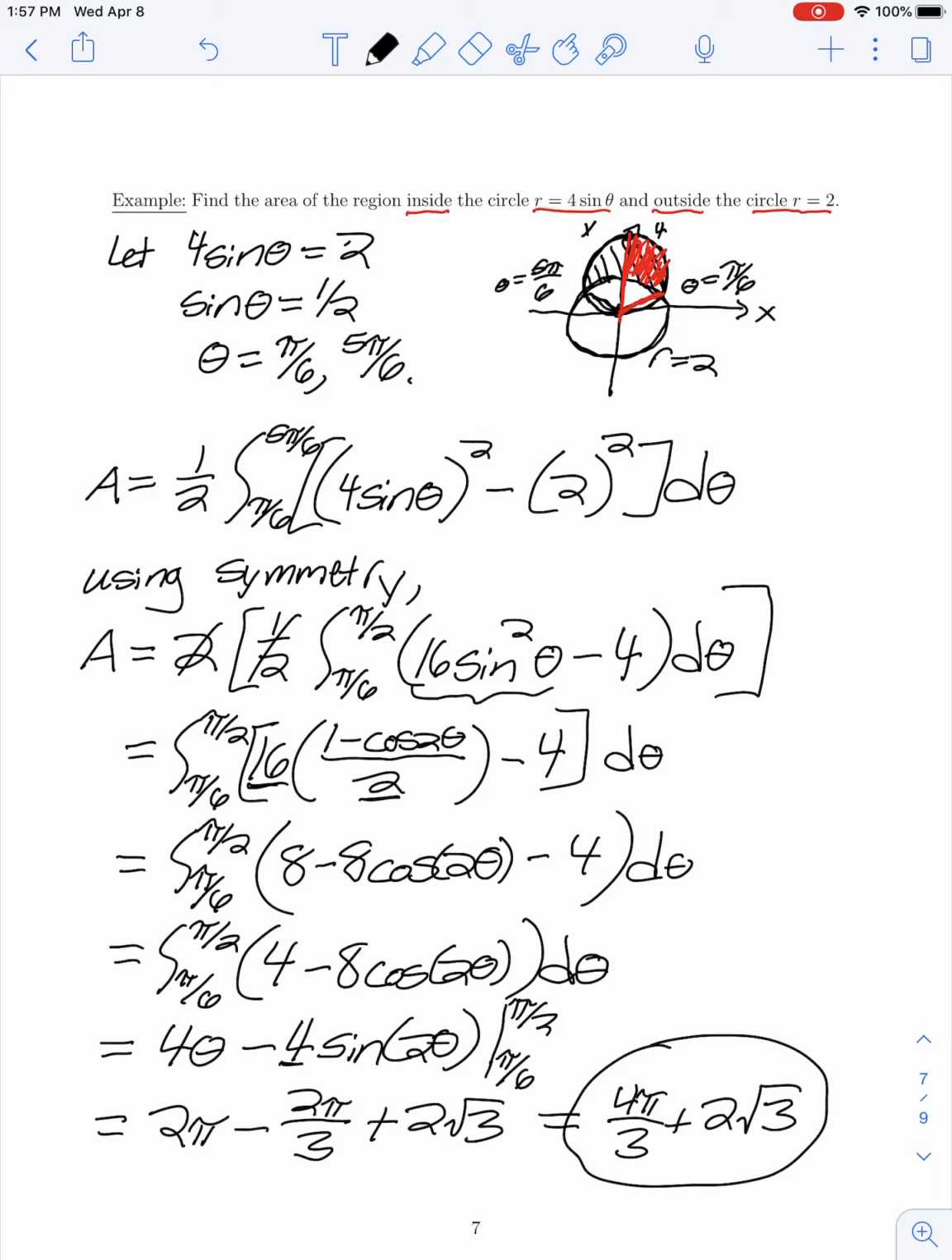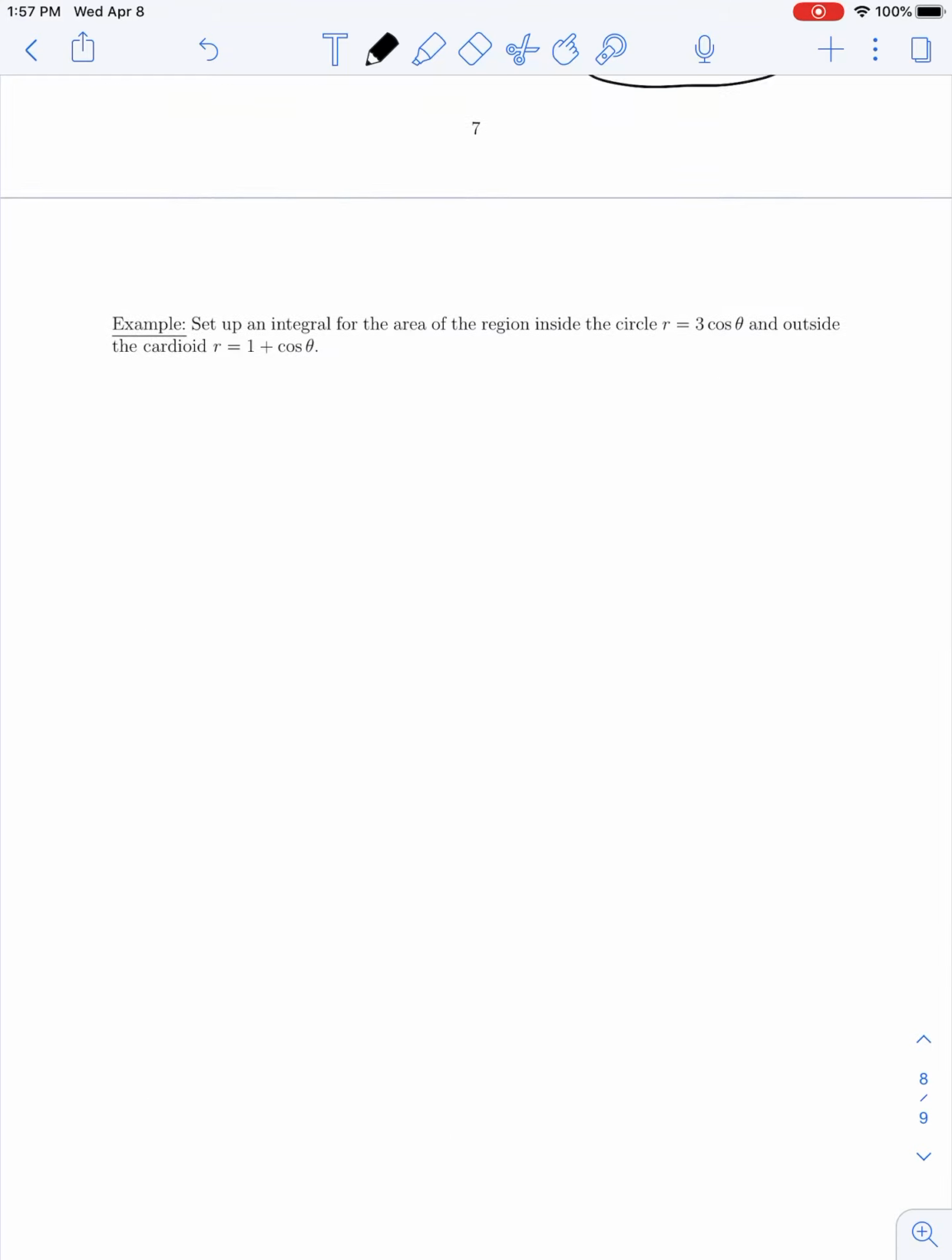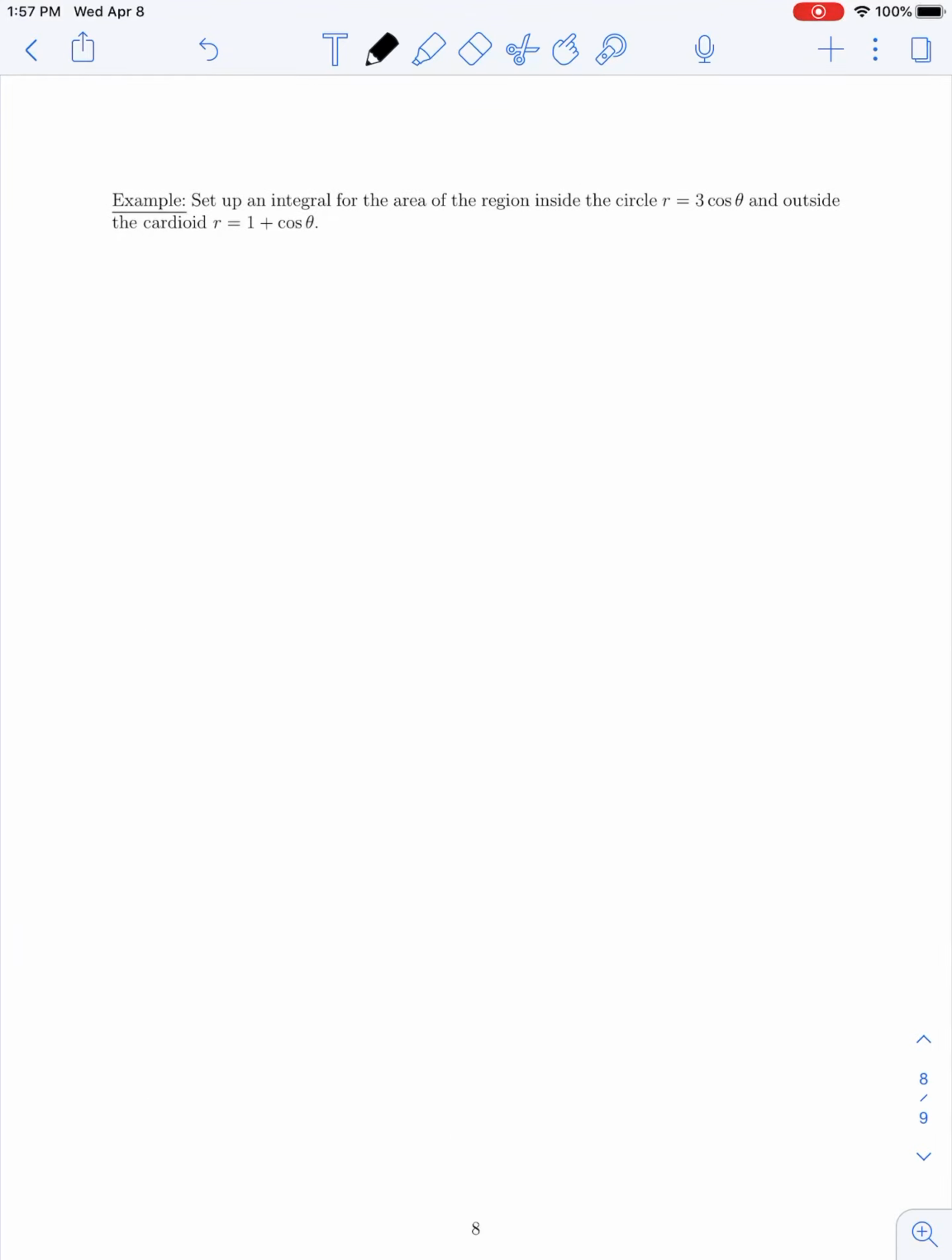So in the last part of this section, let's look at a couple of examples of calculating area bounded by polar curves. Maybe we won't go through the full work of evaluating the integral, but in these last examples, we are asked to set up an integral for the area of some region between curves.